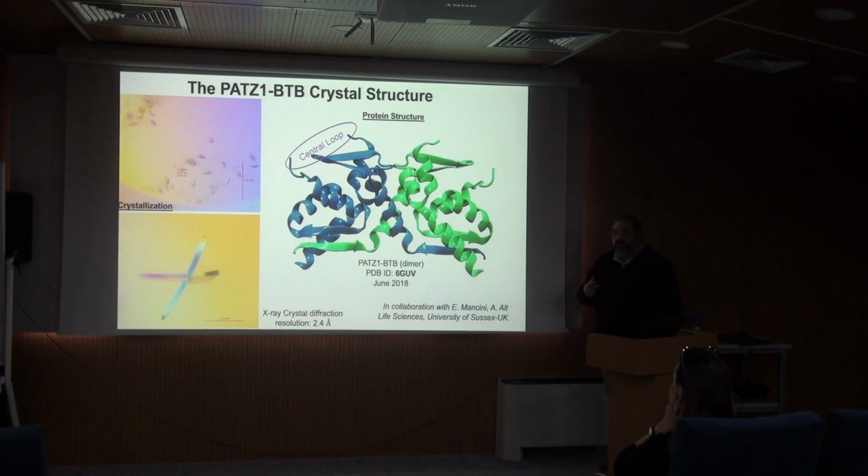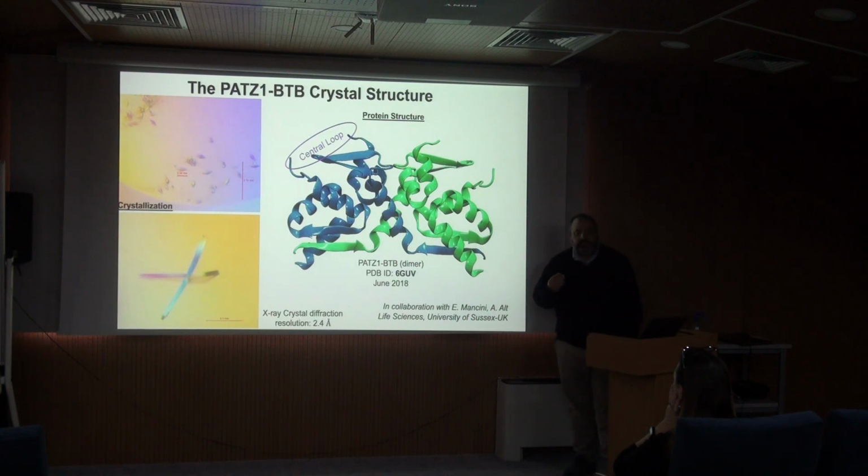And like other BTB domains that have been crystallized, it forms a homodimer. So blue and green are two different homodimers. They're identical to each other. They're mirror images. And in the middle here, these two alpha helices form this interaction surface that allows the dimerization.